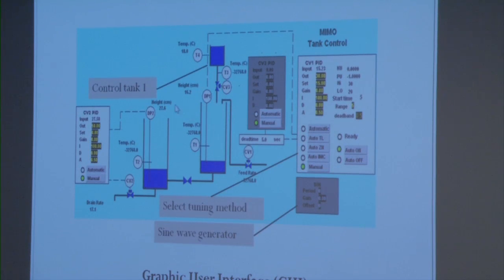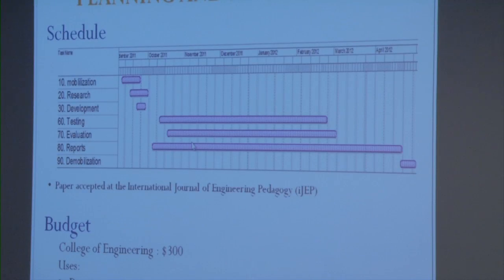And then there are tank 1 and tank 2, where the heights displayed on the GUI are equivalent to the actual heights of the system. Now I'm passing over to Sorelle for planning and management.